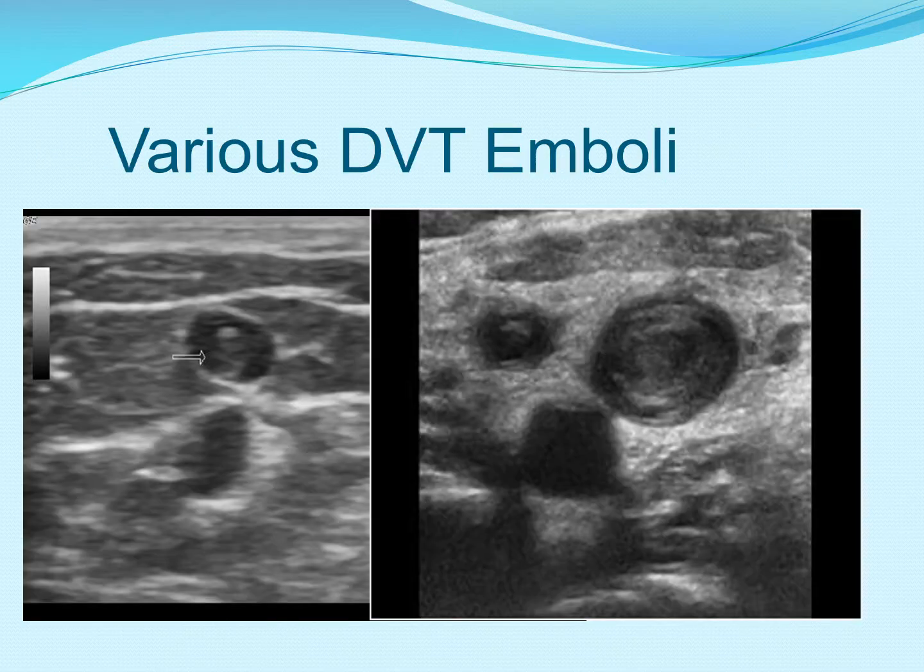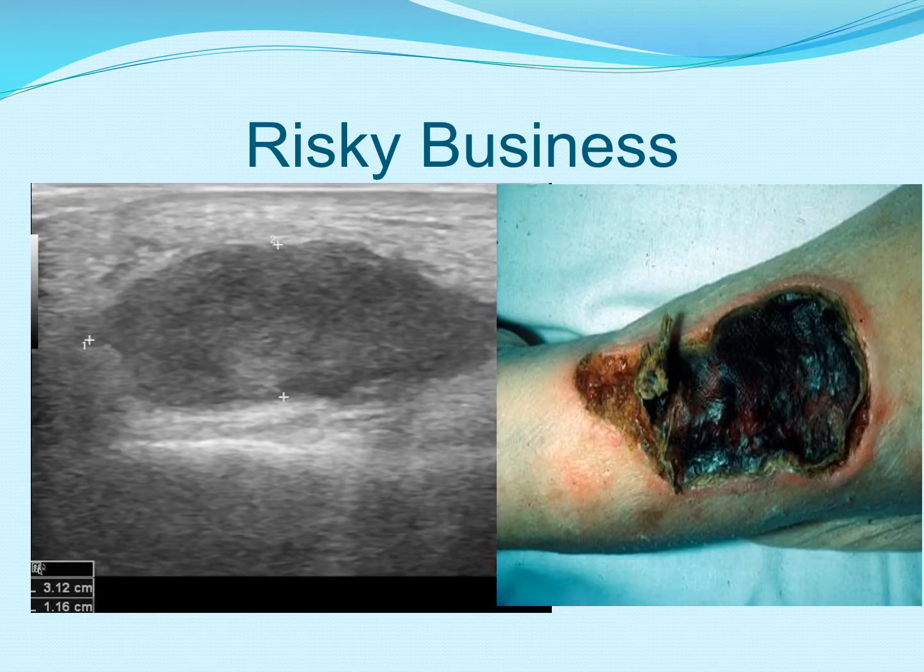Various DVT and emboli. If you see your patient has a possible DVT or emboli, avoid cannulating that vessel. It can lead to catastrophic damage, such as the patient could develop a pulmonary embolism when you thread the catheter through, which lodges in the pulmonary vein. This is a risky business.